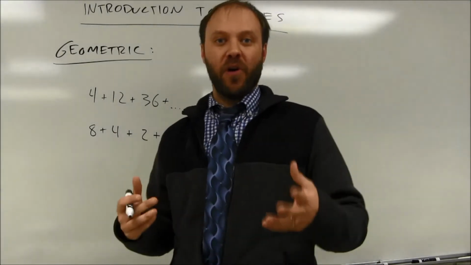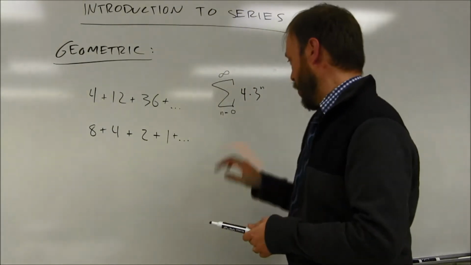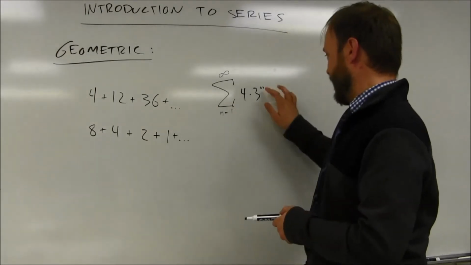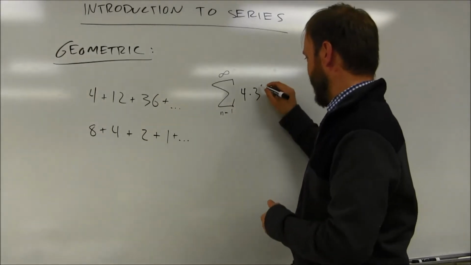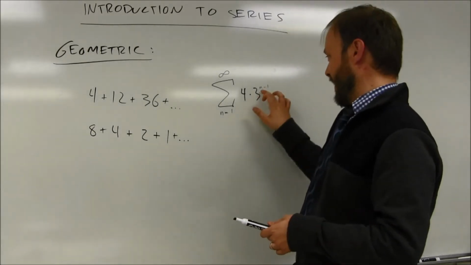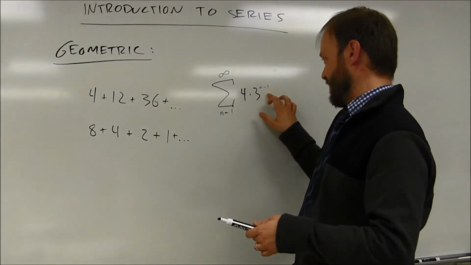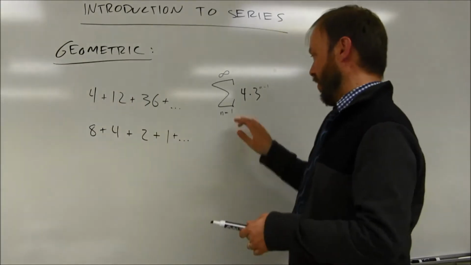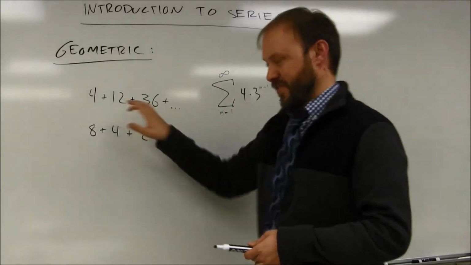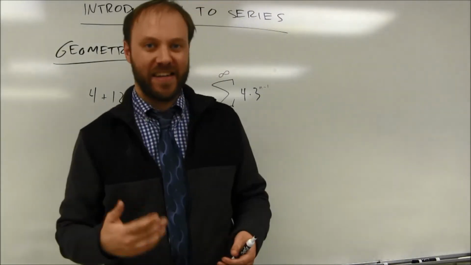If I wanted to start this out with n equaling 1, I just need to change my exponent. You would change your exponent here to be n minus 1. Then when n is 1, this exponent would be 0. 3 to 0 times 4 still gives you 4. When n is equal to 2, that would be 4 times 3 to the first. You'd still get 12. So just watch that.